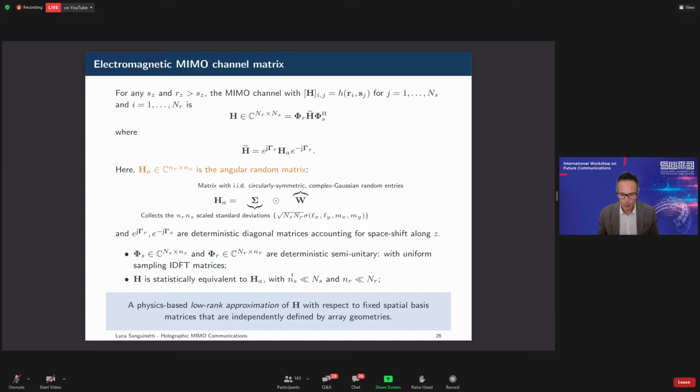Since the number of modes that you have in the wave number domain, the angular domain, is much lower than the number of transmit antennas and the number of receive antennas, we have a low rank approximation of the channel. So H is a low rank approximation of the electromagnetic channel, because we have a very large matrix, but inside we have a much smaller matrix, which basically captures the essence of electromagnetic propagation in the system.